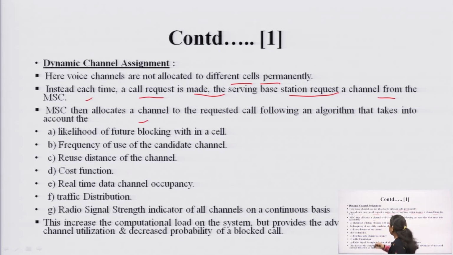Now, the MSC allocates a channel to the requested call following an algorithm that takes into account the likelihood of future blocking within a cell, frequency of use of the candidate channel, reuse distance of the channel, then there will be a cost function, real-time data on channel occupancy, traffic distribution and radio channel strength indicator. So, these are some of the parameters that you have to consider. The MSC allocates on the basis of these parameters. This increases the computational load on the system, but provides the advantage of increased channel utilization and decreased probability of blocked calls.